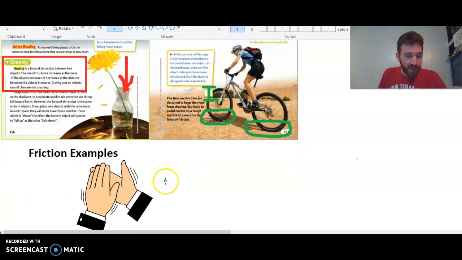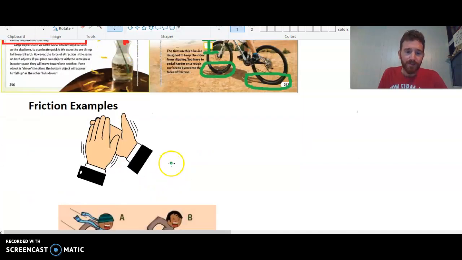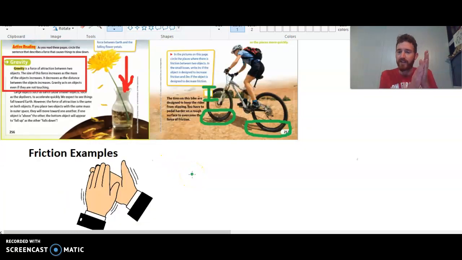So I've got a couple other examples here. A great example of friction I always use in the classroom is just rubbing your hands together. If you're ever cold on a winter day especially, you might rub your hands together real quick. When you're doing that, you're causing friction to happen. What happens as a result of that? If you try it right now, what do you notice with your hands? What you notice is it gets warmer.